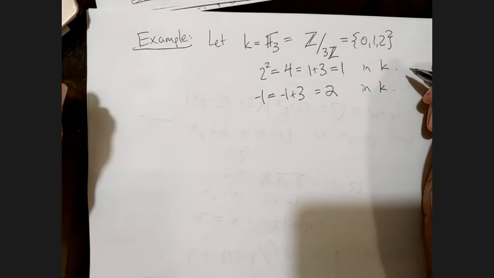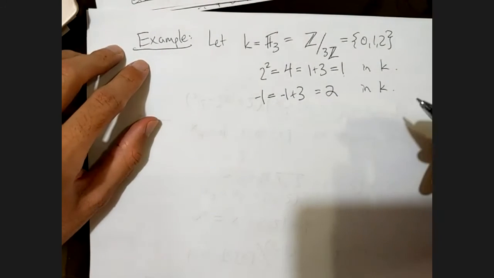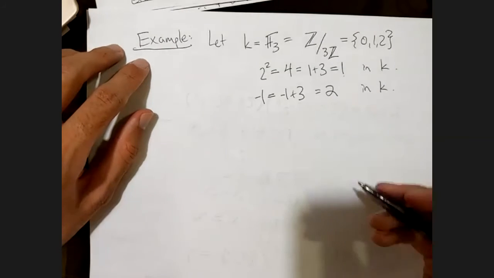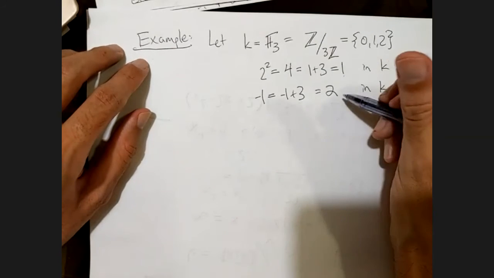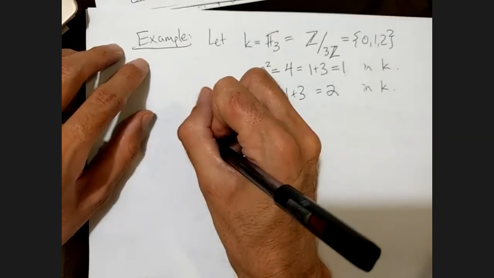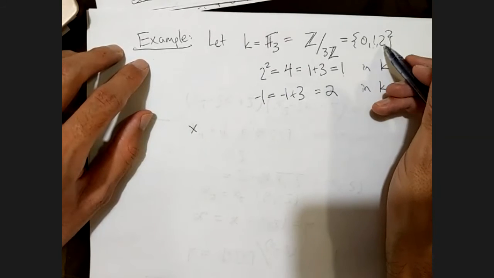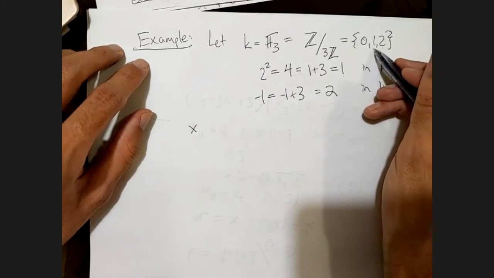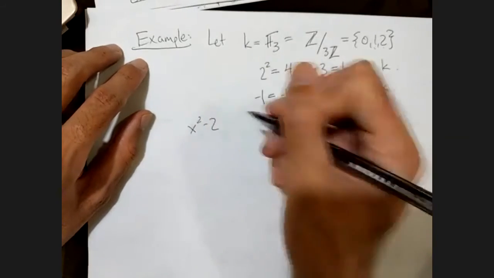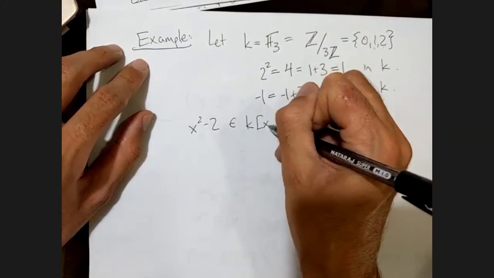But now we can look at constructing a bigger field than K. And how do we do that? Well, we just look for an irreducible polynomial. One way to do that: you see that if I square 1, I get 1. If I square 2, I get 1. So 2 is not a square in K. If I look at x squared minus 2.